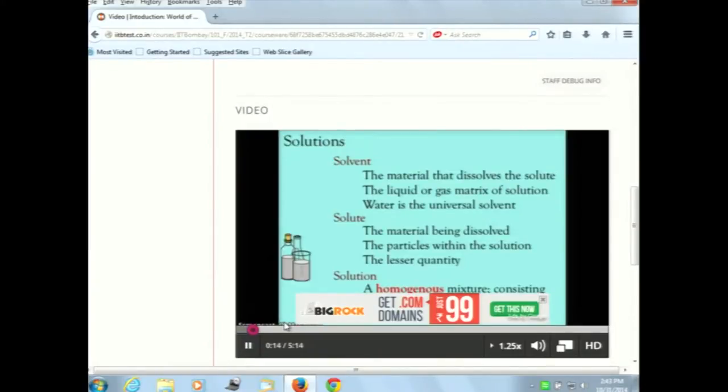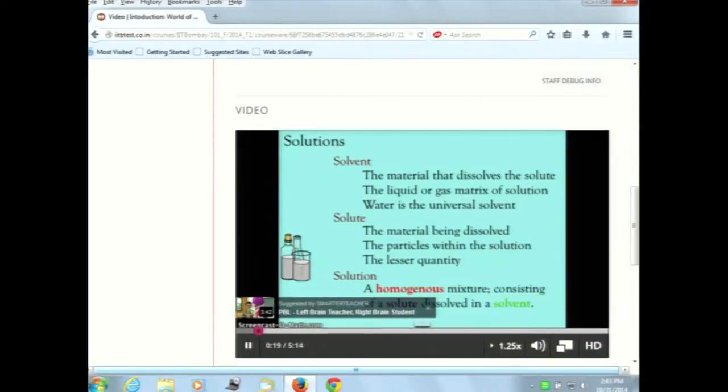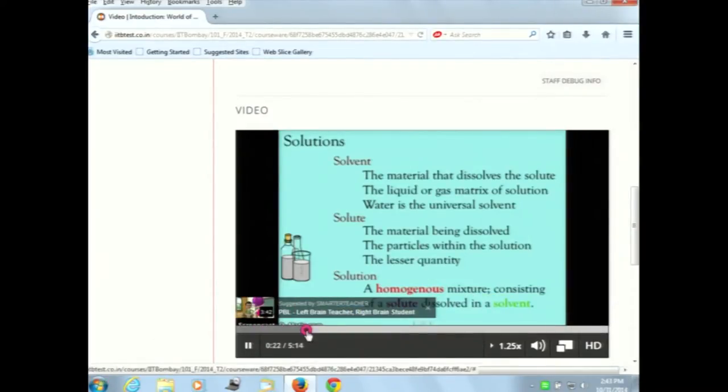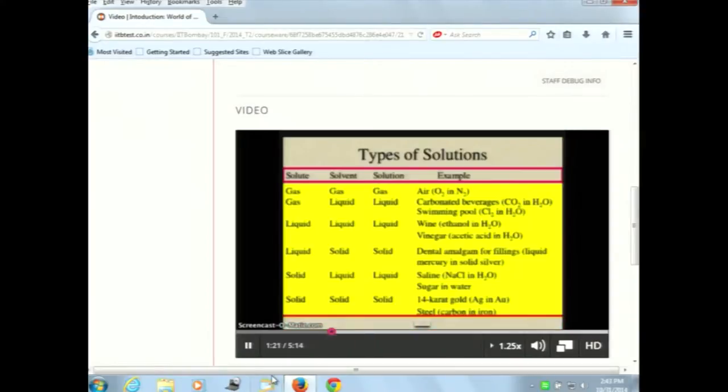The solvent is usually a liquid or gas in matrix, and water is the universal solvent. The solute is the material being dissolved. Gaseous solutions are composed of some type of material, solid or liquid or gas, dissolved into a gas. Again, this is the basis of their solubility, their physical states. They are always joined together, one in the smaller part, one in the larger part. So let's look at some examples of these types of solutions.